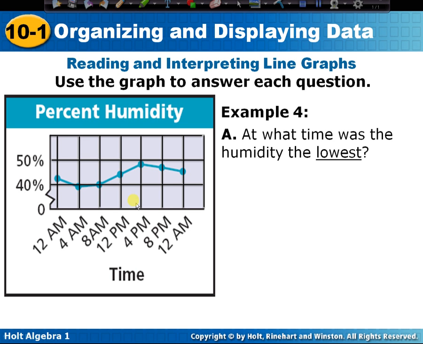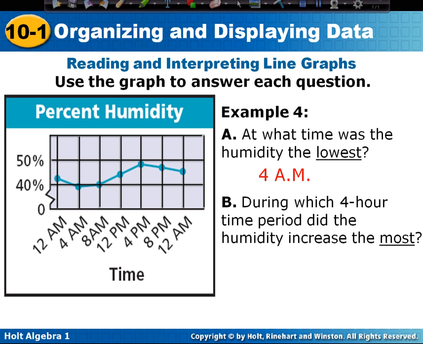And then we're going to look over here at the graph and determine where it is the lowest. It's pretty apparent. It's going to be right here. This is the lowest dip in the line. Just a little bit lower here than at 8 a.m., so it is going to be 4 a.m., so that's what you're going to write there in your blank.